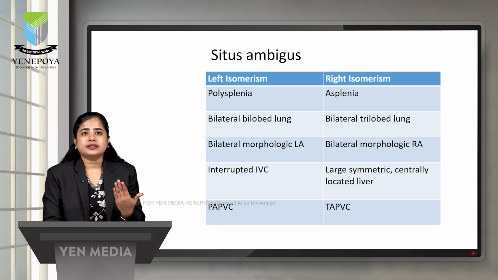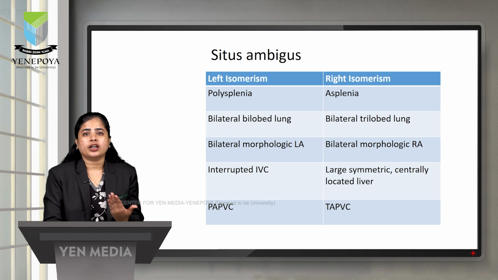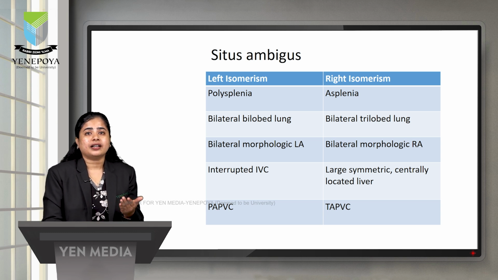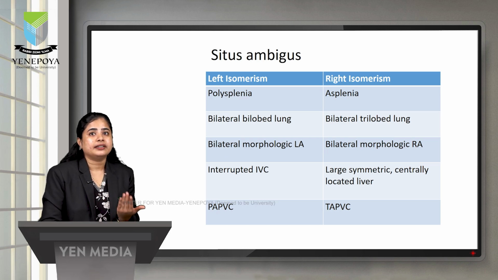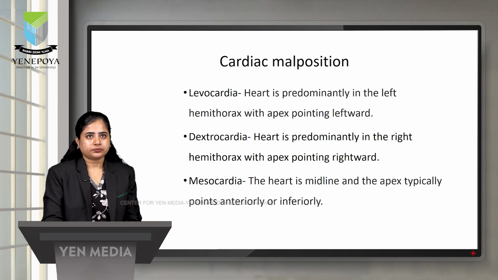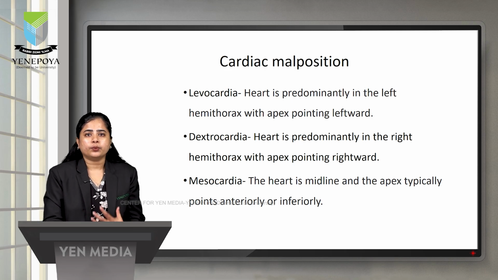Left isomerism is also associated with interrupted IVC and PAPVC, that is partial anomalous pulmonary venous connection. And right isomerism is also associated with a large symmetrical and centrally located liver with total anomalous pulmonary venous connection.